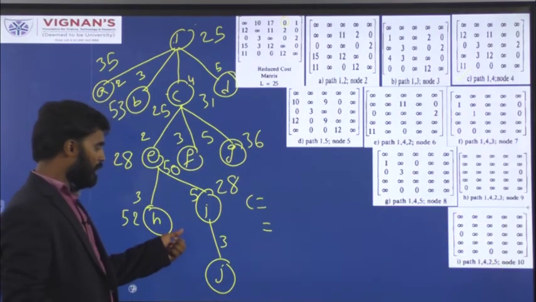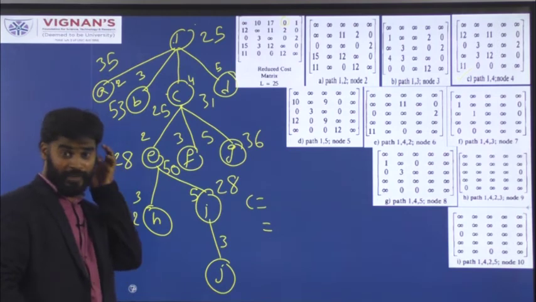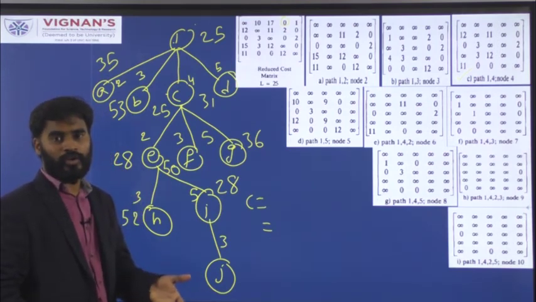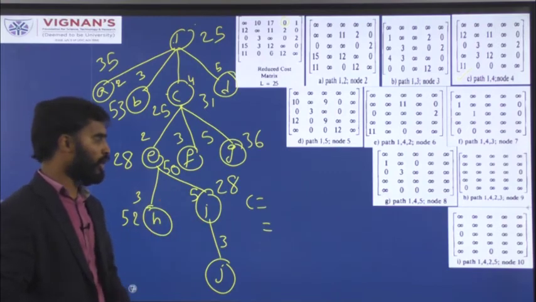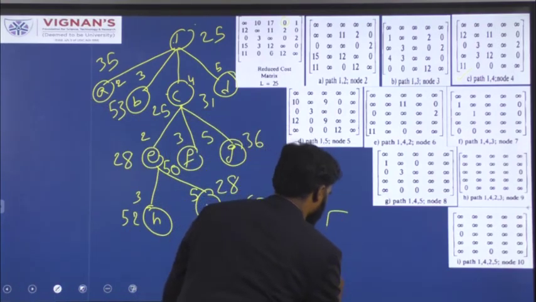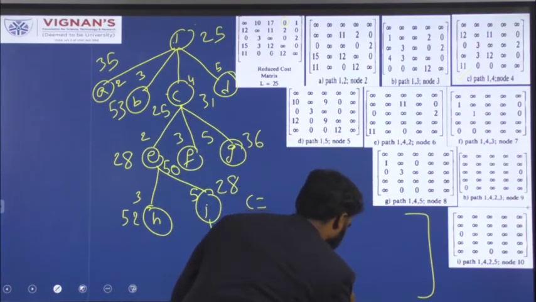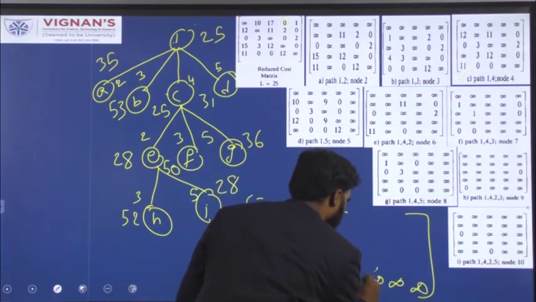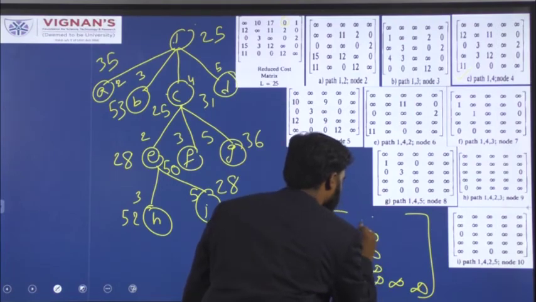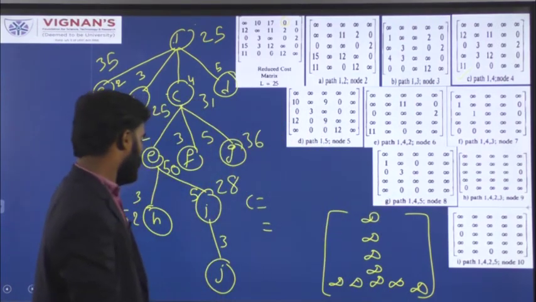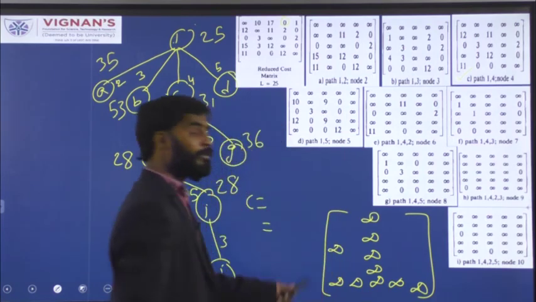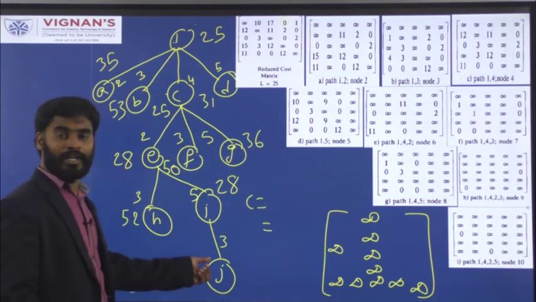So here the edge is from 5 to 3. When I say 5 to 3, all the elements in the fifth row and third column should be infinite, as well as the distance from 3 to root is infinite. The remaining values you should copy from the root node of j.